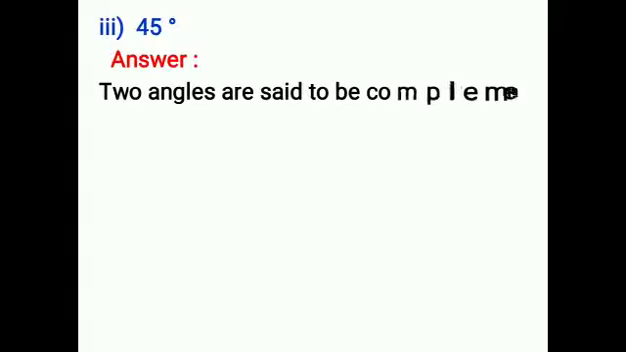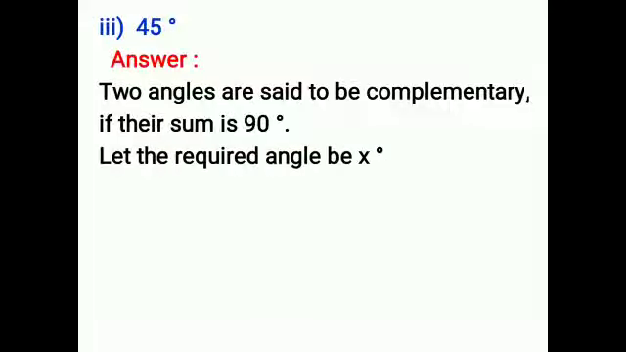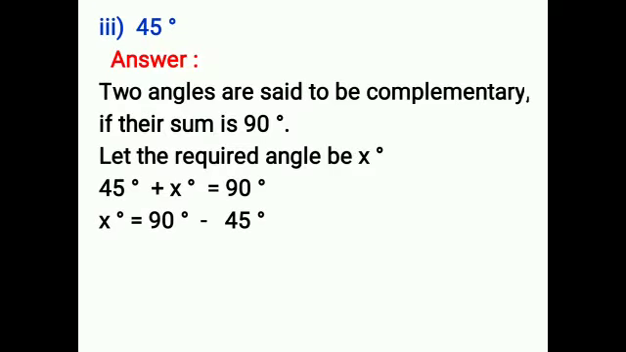Next example is question number 3, 45 degree. So again same concept here, we have to find the complement of this 45. So two angles are said to be complementary if their sum is 90 degree, correct? So first let the required angle be x. So we know that the addition of the two angles is 90 degree. So shift this 45 to the right hand side. So you make the sign minus.